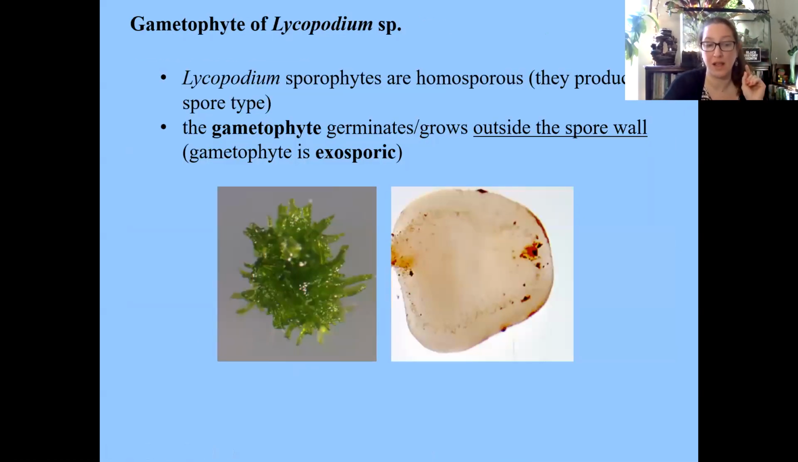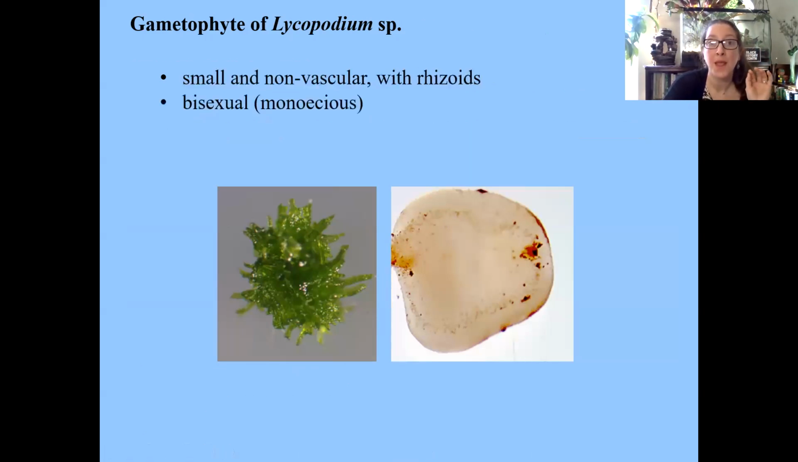Homosporous: the sporophyte has one type of spore. The gametophyte grows out of that spore and is called exosporic. In the case of these lycopods, the gametophyte that grows out is small. It is non-vascular because it's basically a little green blob. It has rhizoids, so it's still those qualities that we are used to.